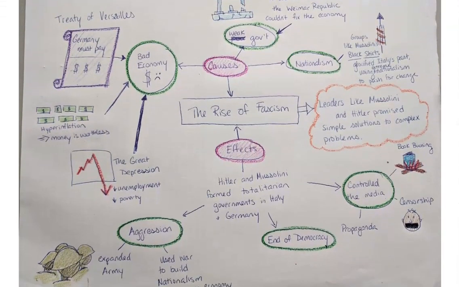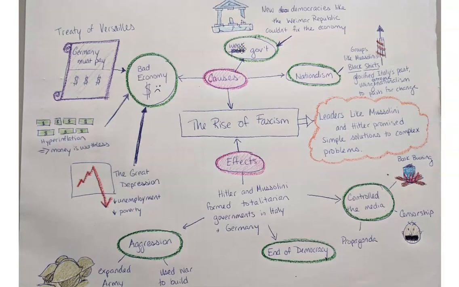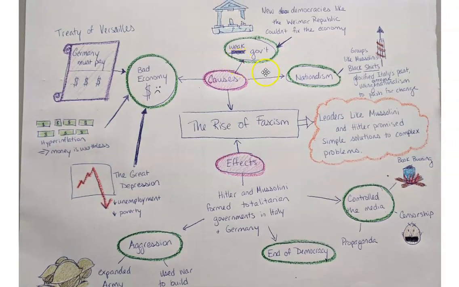So I thought I could group things like hyperinflation, the Treaty of Versailles, and the Great Depression, because all three of those things all created a bad economy. And I thought, oh, well, a bad economy was one of the causes for the rise of fascism. What were other causes? I thought, oh, another one was the fact that there was a weak government. And so with the weak government, there were new democracies in Europe at the time, like the Weimar Republic in Germany, and they couldn't fix the economy. It was a weak government. They couldn't solve the problems.